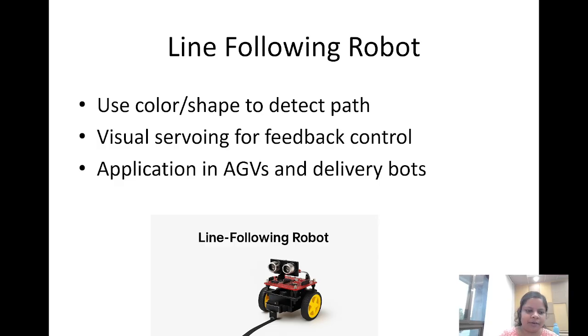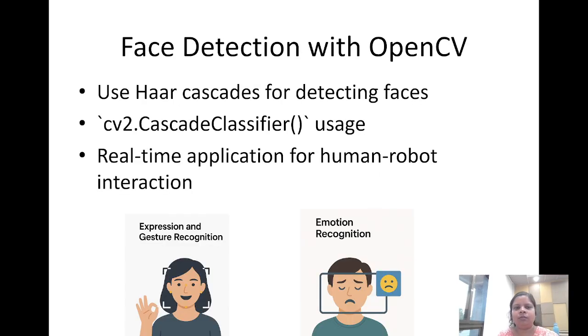Okay, I hope it is clear. Now, this is face detection with OpenCV. So this uses Haar cascades classifier. It is basically a data set that helps you in face detection. It is available online and you can always download it and use it. So there is the cv2 CascadeClassifier usage.